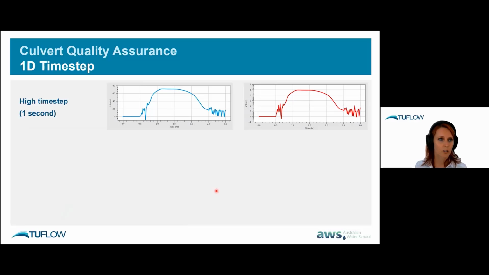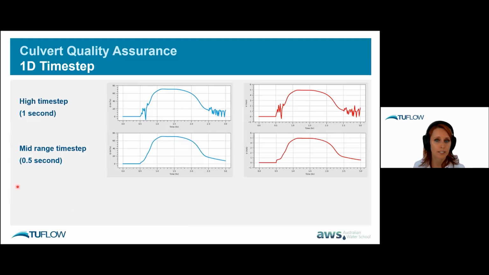So I have run the model with a particularly high time step, around 1 second for the 1D features. And already, as the tool suggested, there are some instabilities. So the blue plot is flow versus time. The red plot is velocity versus time. And that's not a particularly nice result to get. So I will make the time step smaller and run the model again.